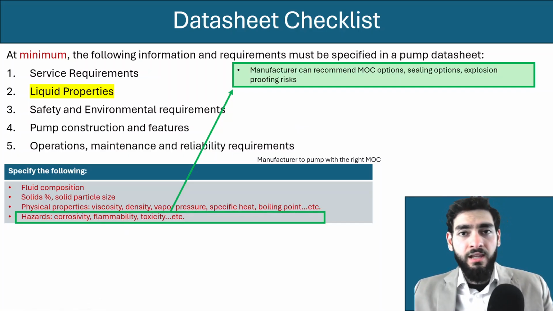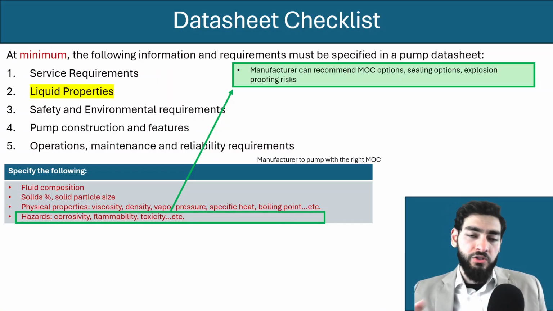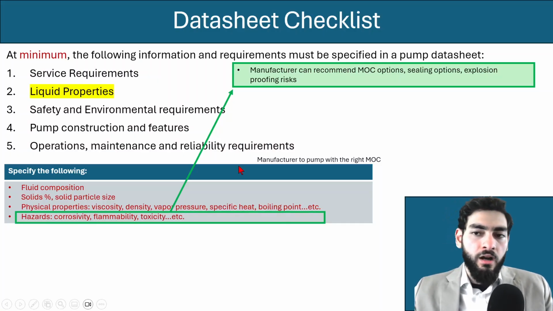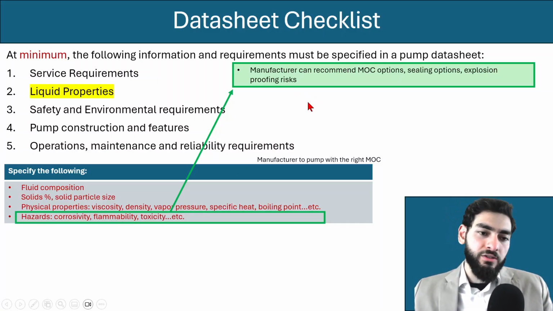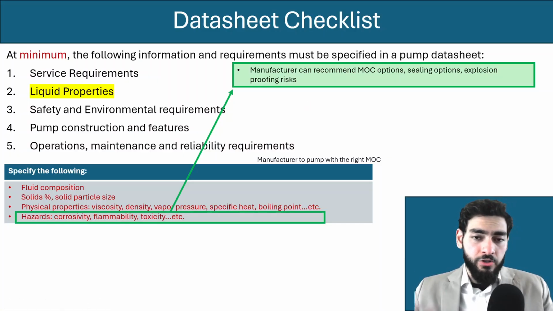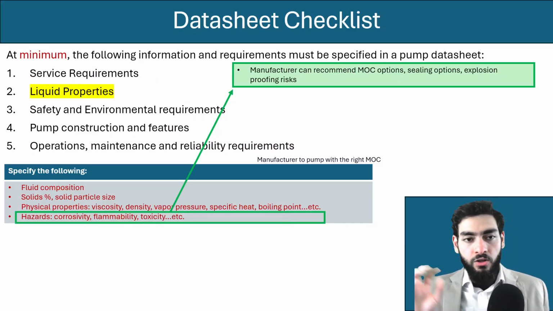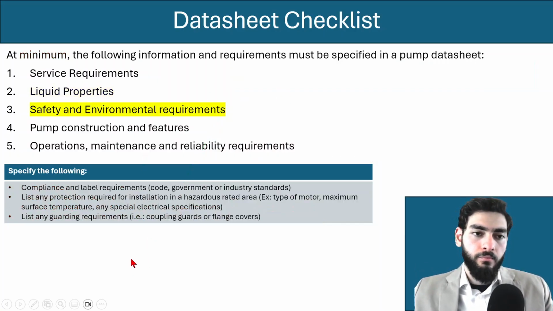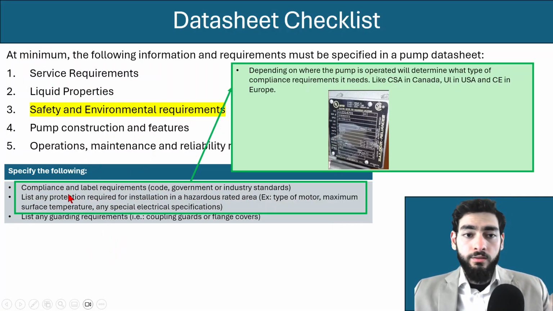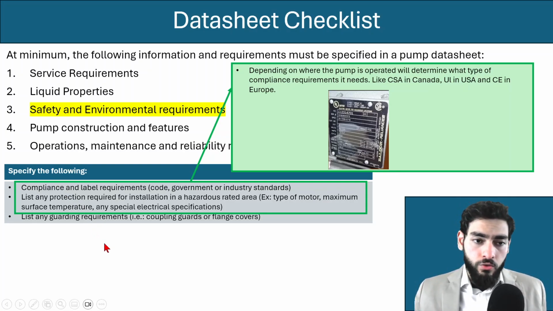of construction. Again, the sealing options, because you want a seal option that doesn't perhaps leak, because if the fluid is very corrosive, that's something that you want to mention. And what are the explosion proofing risks? So if you have flammable materials, as I mentioned previously, that might require a different rating, for instance, on the electrical components.